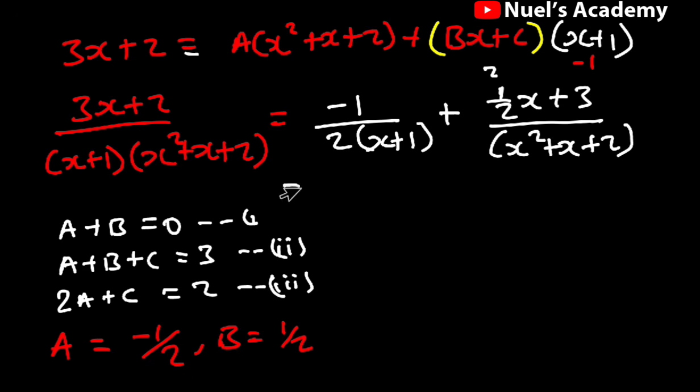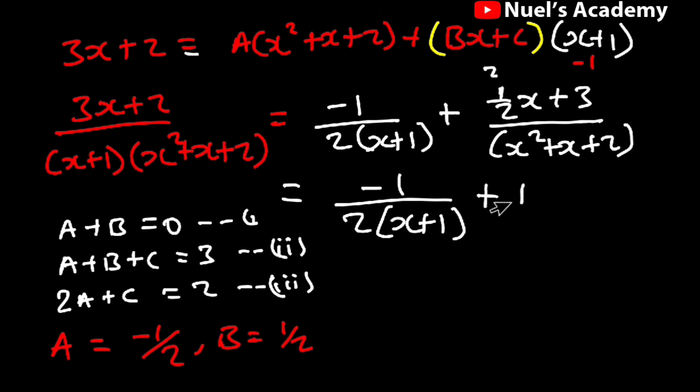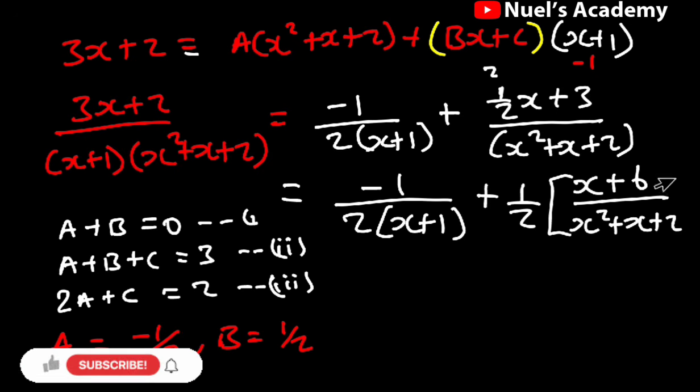Now this can also be expressed as minus 1 over 2 multiplied by x plus 1, then plus, we can factor out 1 over 2. We have 1 over 2, then on the numerator, we'll be left with x plus. Now this 3 is going to be 6, because 6 divided by 2 is equal to 3. Then divided by x squared plus x plus 2. So this is also the answer to this question. So whichever form we want to leave it is acceptable.